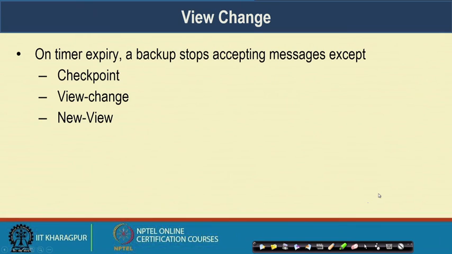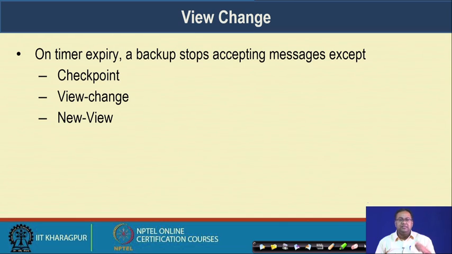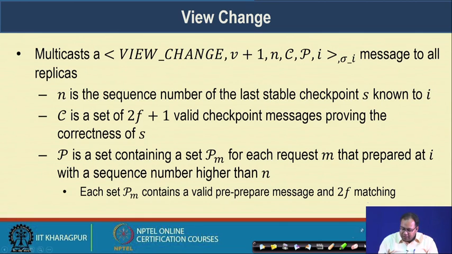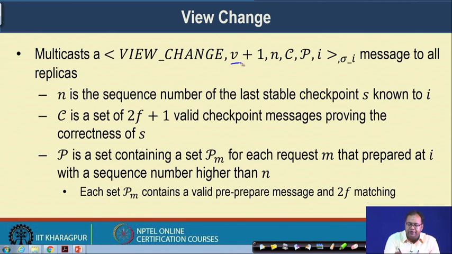On timer expiry, a backup stops accepting any new messages except the normal checkpointing message, the view change message and the new view message. So, only view change is being performed during that time. Now, this view change operation is a little straightforward. When a backup has a timeout, it multicasts a view change message to all the replicas. It initiates a view change for a new view V plus 1 along with the sequence number n of the last stable checkpoint. That means it is the sequence number of the last transaction that was accepted, and then certain sets.